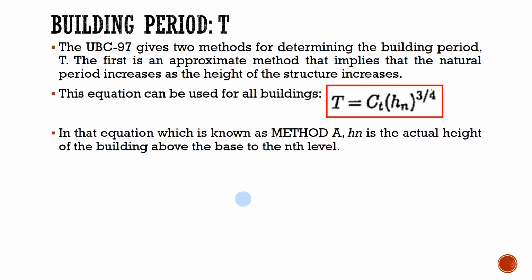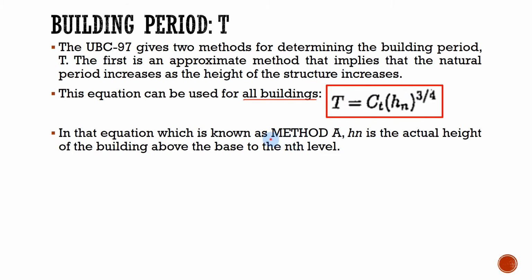Okay, so proceed na tayo guys sa building period or T, which is kailangan po niya later. So the UBC 97 gives two methods for determining the building period T. The first is an approximate method that implies that the natural period increases as the height of the structure increases. That is given by these equations guys, which is ginagamit niya for almost all the buildings. So muna itong formula guys for building period T.